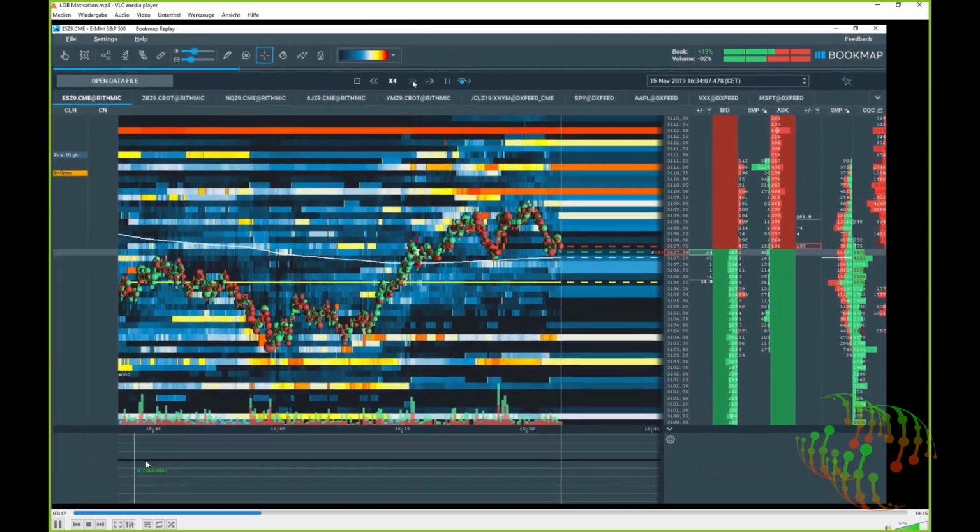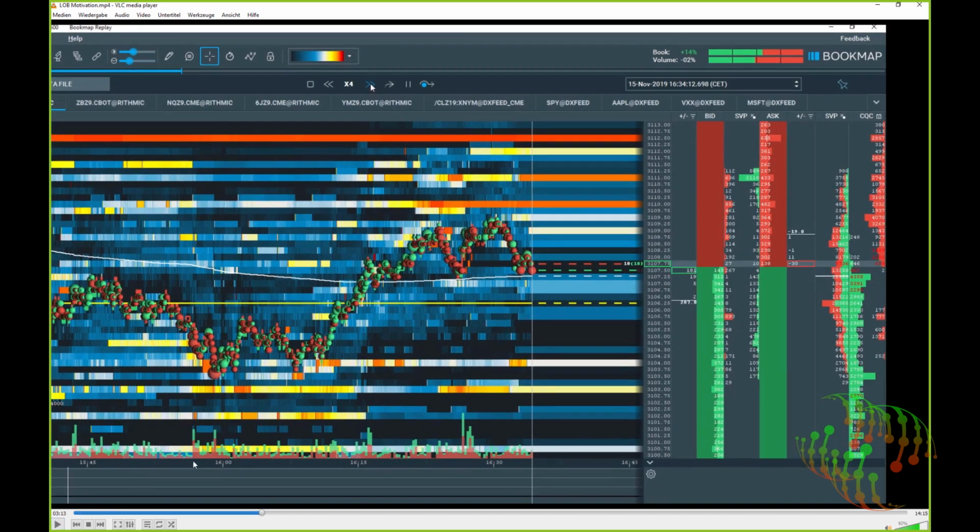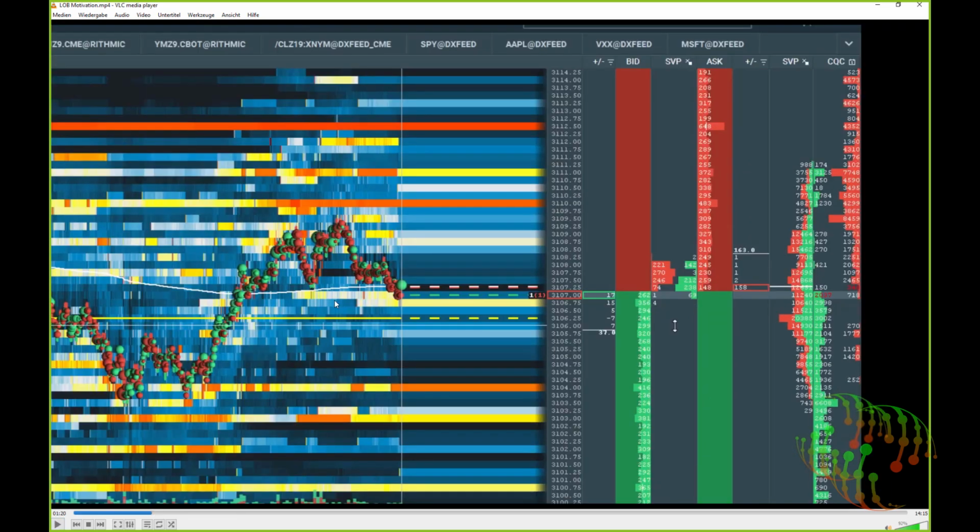Okay, great. So I would like to show you why this was a buy. And long before the buyers came really in and lifted the price to 31.10 and above.